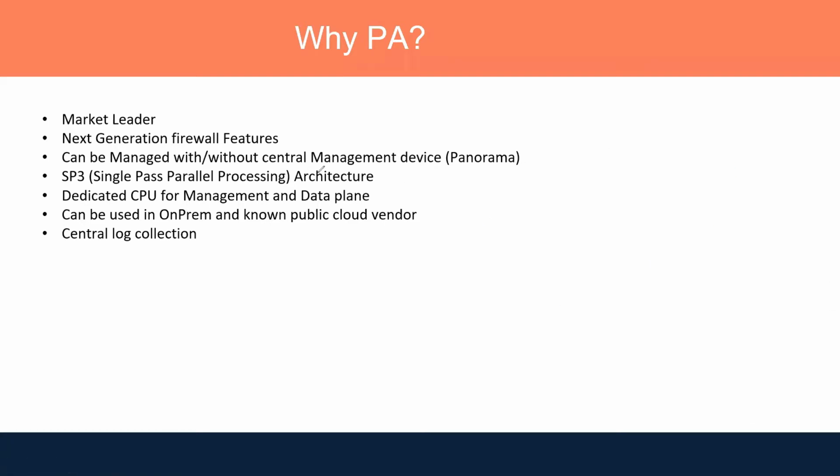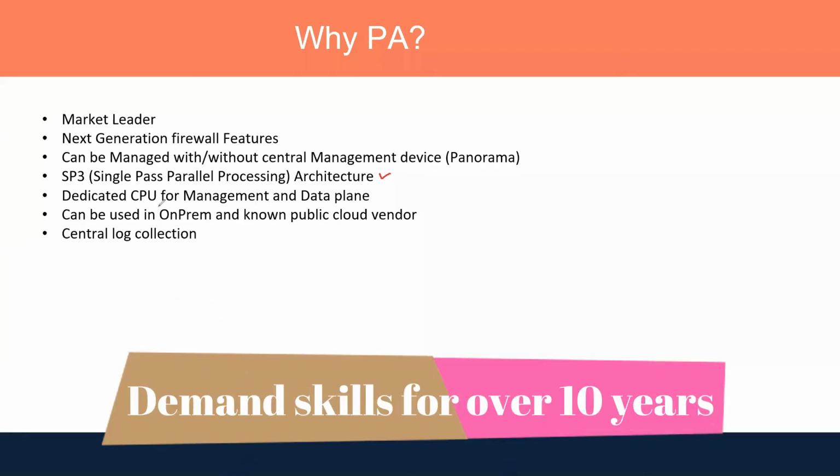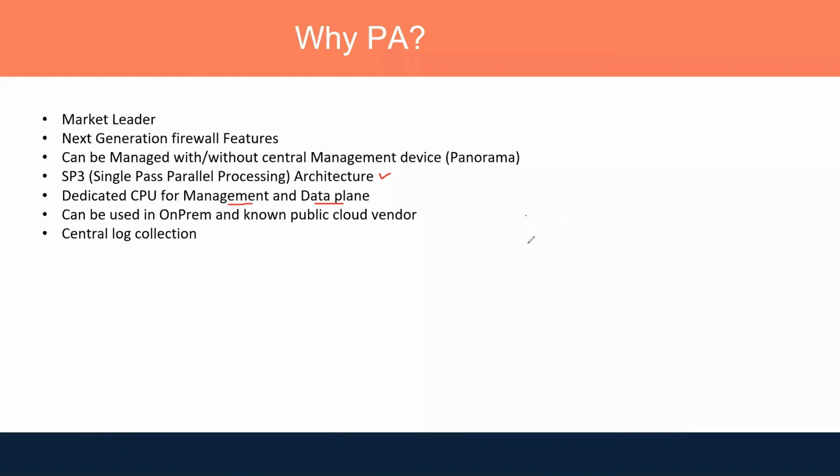This has the SP3 architecture. This SP3 architecture makes the Palo Alto firewall unique, allowing it to process packets in the fastest way. Also, the Palo Alto firewall has a dedicated CPU for the management plane and the data plane. Let's say, you know, data plane and management plane, right? So we have two planes in a firewall. One is the management plane.